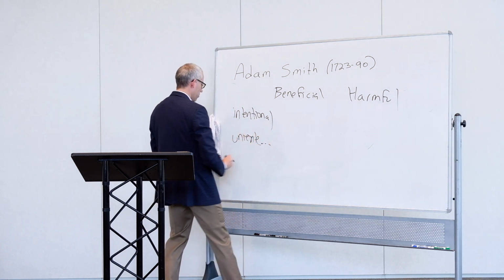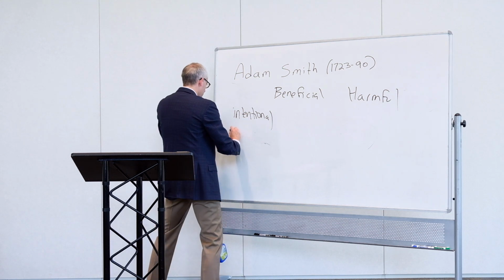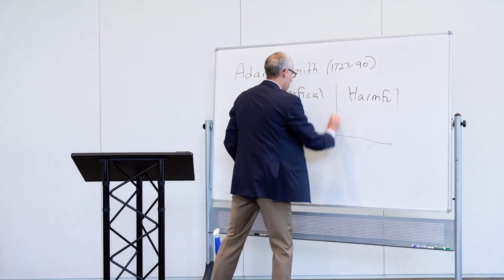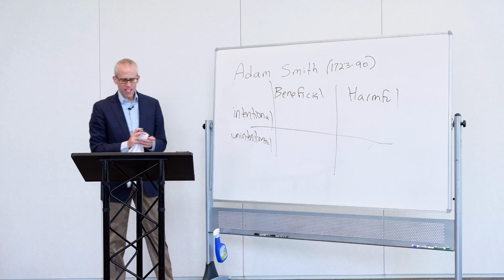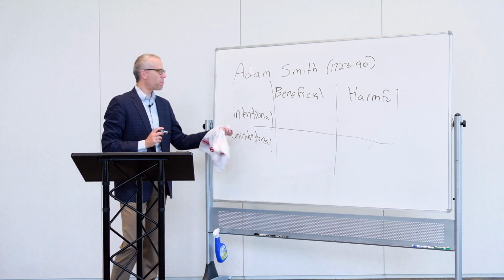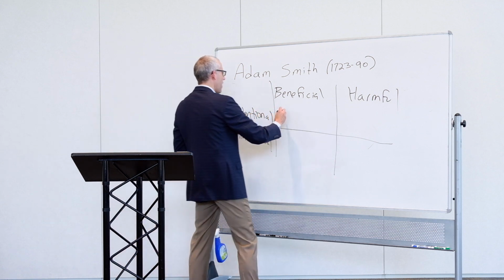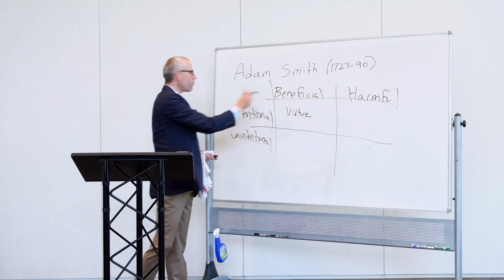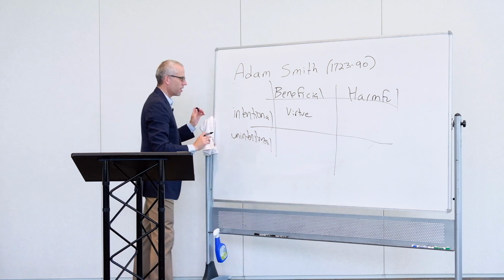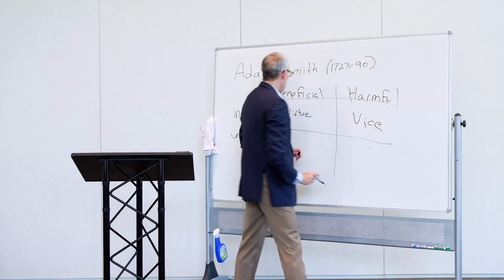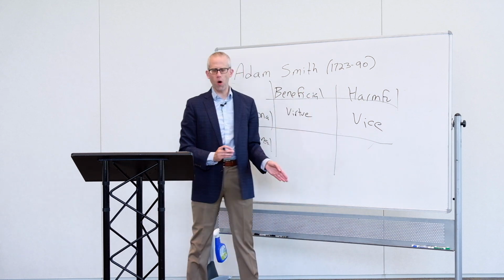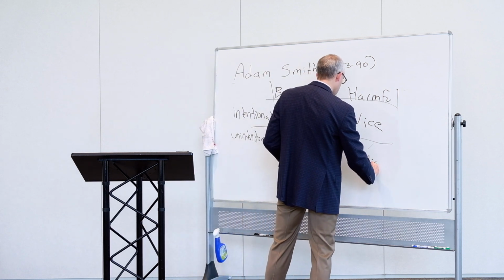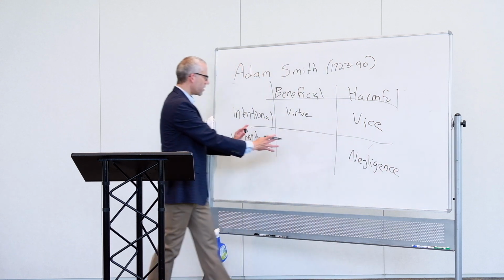You know what word I'm trying to say there. I guess I'll try to spell it. Unintentional. So when an action is intentional and it's beneficial, we can call that virtue. When your action is harmful and intentional, you intend to harm somebody, well, that's vice. When you unintentionally harm someone, you didn't mean to, but you still harm someone, you call that negligence, and that's a bad thing.